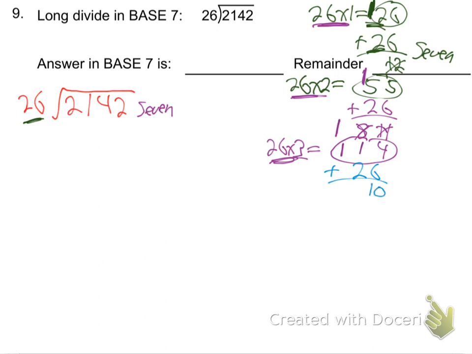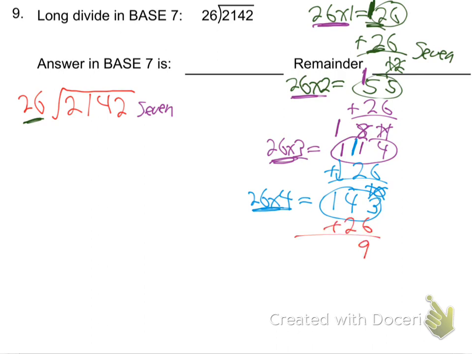Now, add another 26. Here we go. 6 and 4 is 10. Can't have a 10 in base 7. Carry away 7, leaves 3. 1, 1, 2, that's 4. And 1. 1, 4, 3. That's 26 times 4.